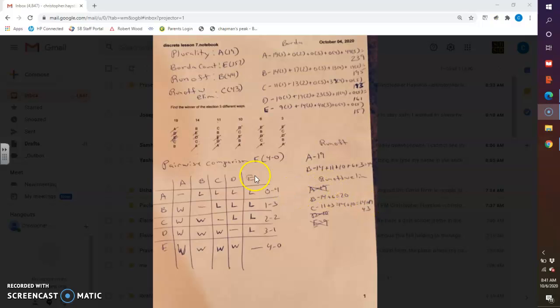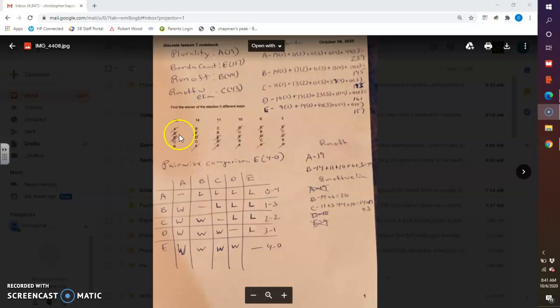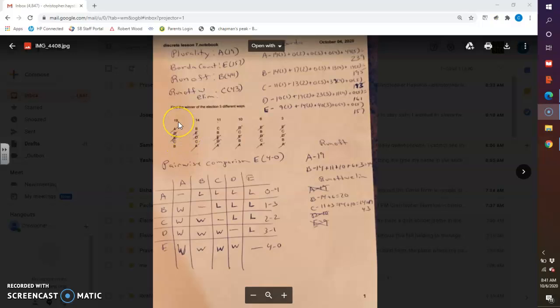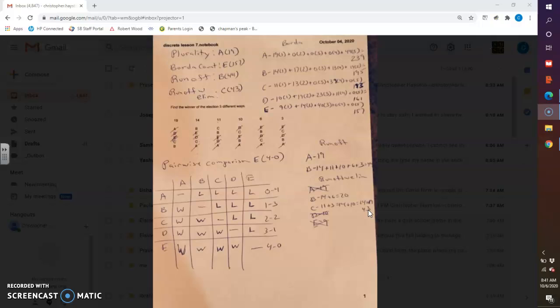Now A has the fewest first place votes. So when we eliminate A, D and E have already been eliminated. And we eliminate A all the way on the bottom here. C gets those 19 votes. So 24 and 19 is 43. So C is my winner by runoff with elimination with a score of 43.